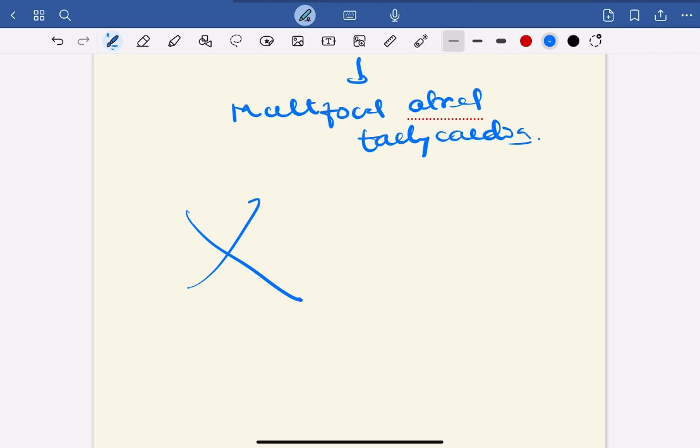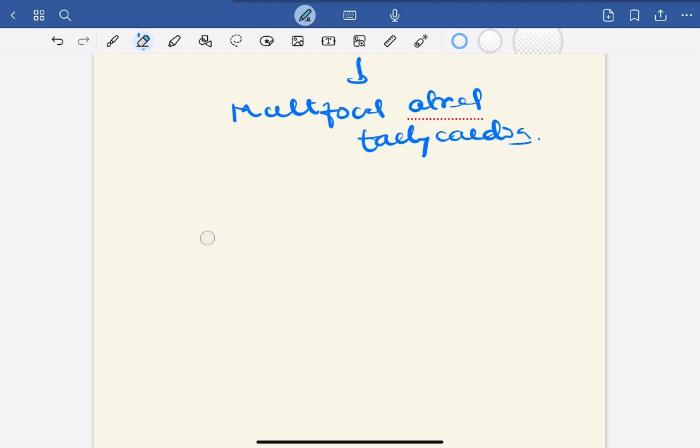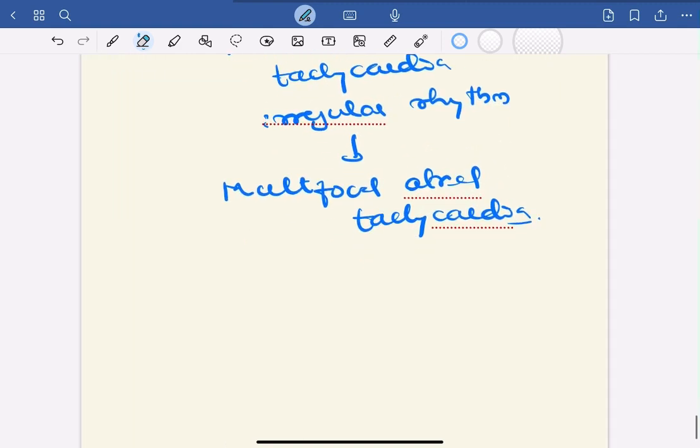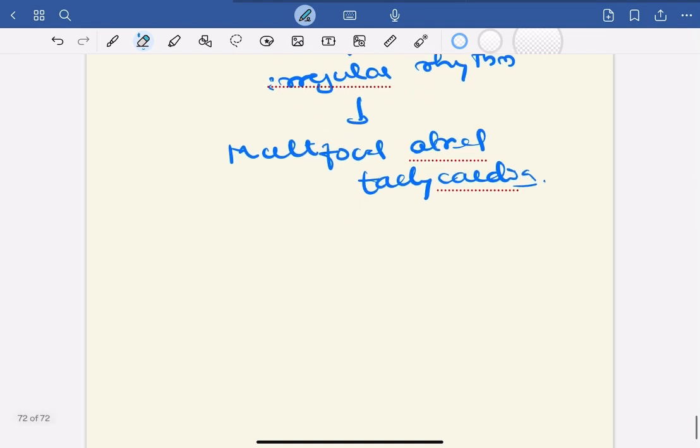all the P waves will be the same. But there is one more focus here, one more focus here, one more focus here. When there are more foci, they will also generate electricity. So there are different P waves you will see, and since there is more electricity, there is a tachycardia. More number of times firing will be there. So this is a case of multifocal atrial tachycardia, and it is seen in patients with COPD.